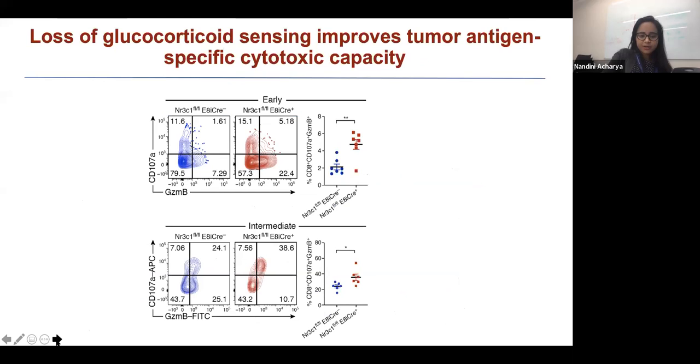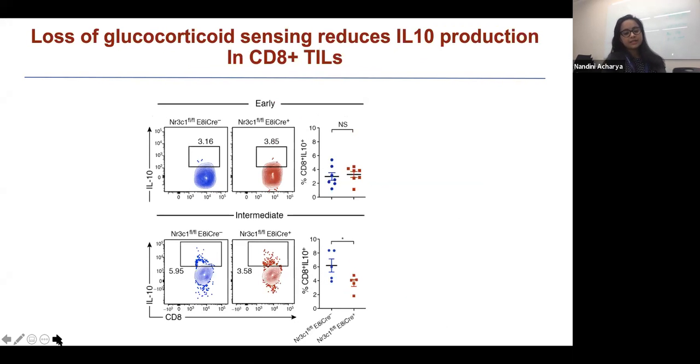We also looked into the cytotoxic capacity, and here too, at both the time points of analysis, the early and the intermediate, we saw that the knockout CD8 T cells had higher expression of granzyme B and CD107, indicating that they had superior cytotoxic capacity compared to the wild type cells. Next, we looked at the expression of IL-10, and we found that although at early time point, there wasn't any significant differences in the level of IL-10 between the wild type and knockout, at an intermediate time point of analysis, the knockout T cells produce lesser amount of the immune suppressive cytokine IL-10 compared to the wild type cells.